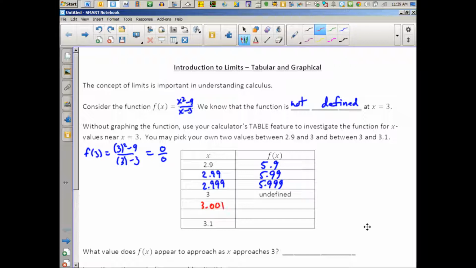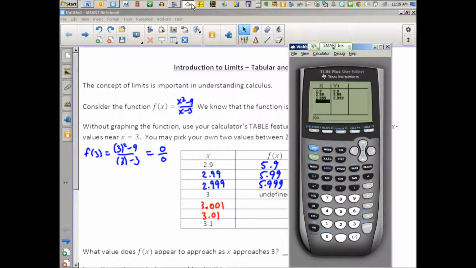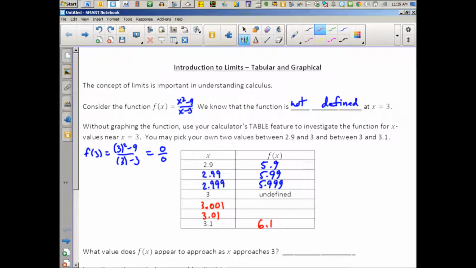3.001. Yeah, that's extremely close to 3, right? And maybe 3.01. Okay, so let's go back to our calculator. If you type in these values in your table, 3.1, 3.01, and 3.001, you'll see that they come out to basically, from the bottom up here, 6.1, 6.01, 6.001.